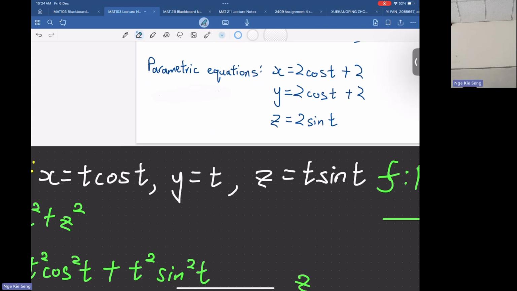If I give this question to you, how should you imagine this question? There's cos t and sine t here, so x and z satisfy what equation? Whenever you see cos t and sine t, you should try squaring them. So this equation satisfies what? t squared sine squared t plus t squared cos squared t equals to.